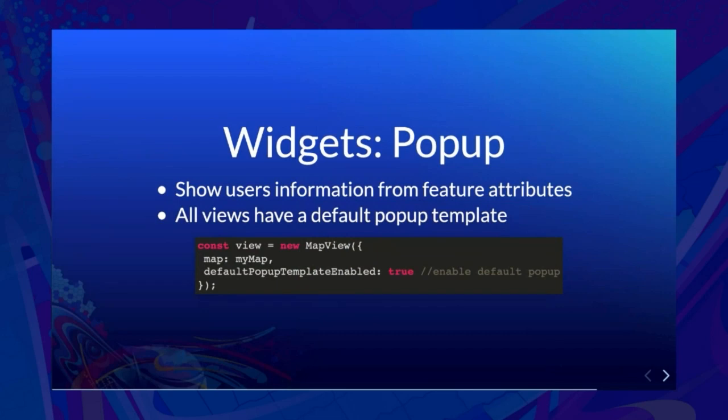One more particularly fundamental, important widget that I wanted to be sure to show you all is the pop-up widget. Pop-ups are an essential part of any web mapping application. They allow users to click on features and to see all of the attribute data attached to that feature. Now, conveniently in the JS API, every map view has by default an instance of the pop-up widget on it already, and you can enable it by setting this property default pop-up template enabled to true. So without any more work or configuration, you can have pop-ups up and running in your application.